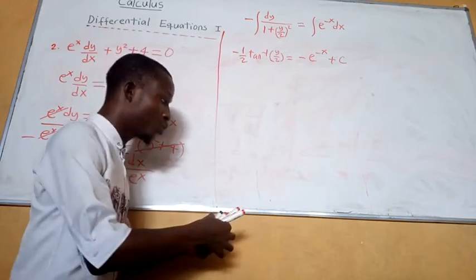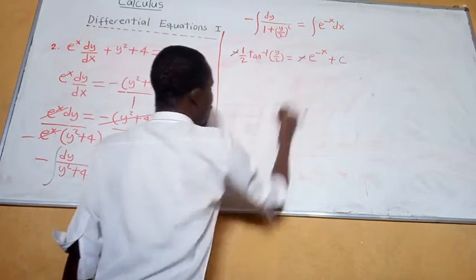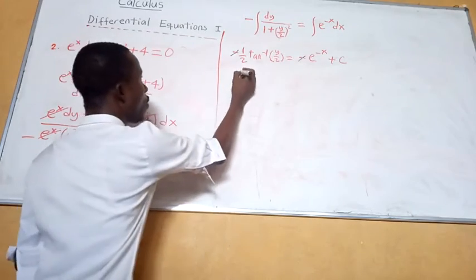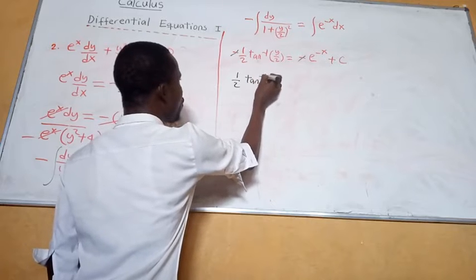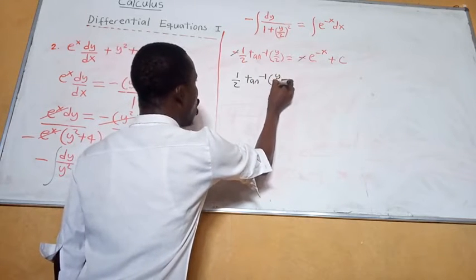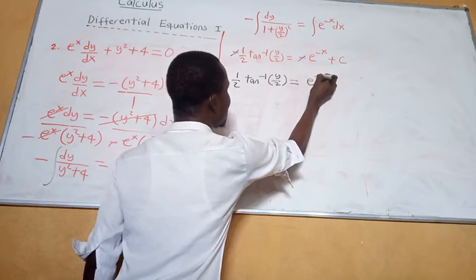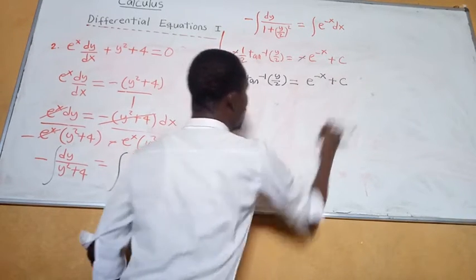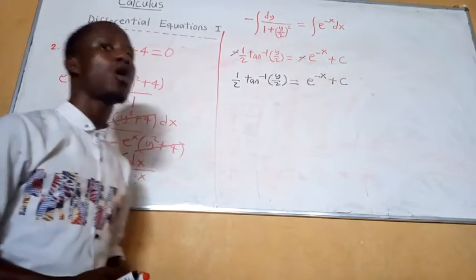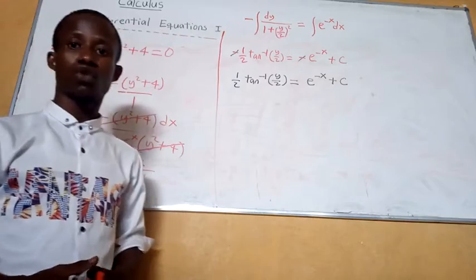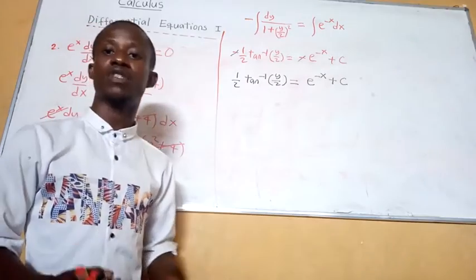Now, we can see that the negative on the left hand side will cancel the negative on the right hand side. So we are left with 1 over 2 tangent inverse of y over 2 equal to e to the minus x plus some constant c. Now, remember we want to find our general solution. So we need to simplify this problem in a way that will make y stand by itself.